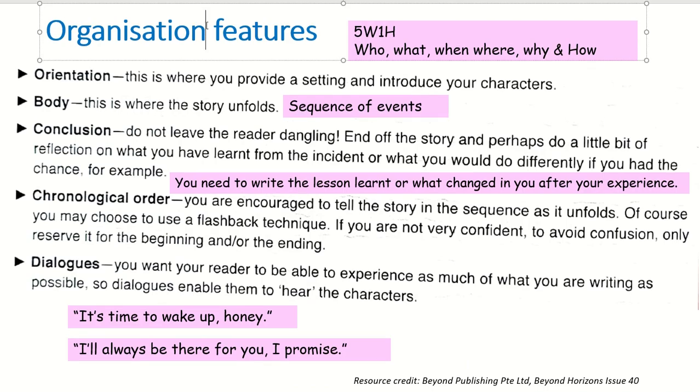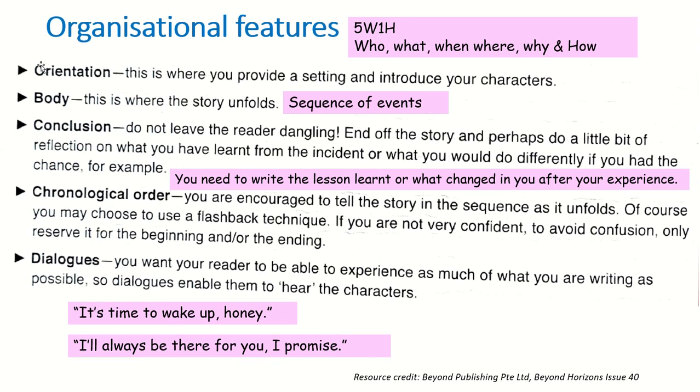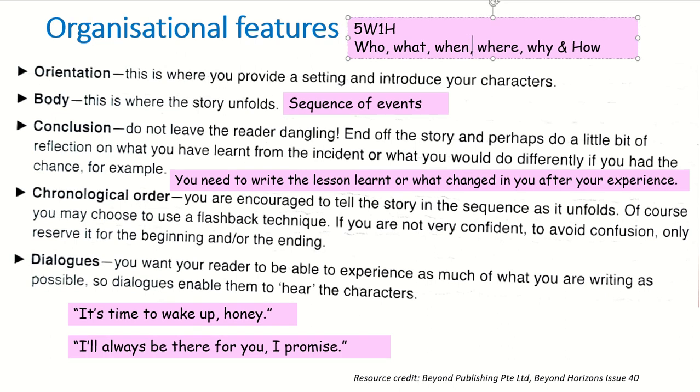Next, I will talk about organization features of personal recount writing. Firstly, orientation. This is where you provide a setting and introduce your characters. So usually you use the 5W1H to give the orientation. So the 5W1H includes who, what, when, where, why, and how. So body means the body paragraphs is where the story unfolds. You describe the sequence of events.